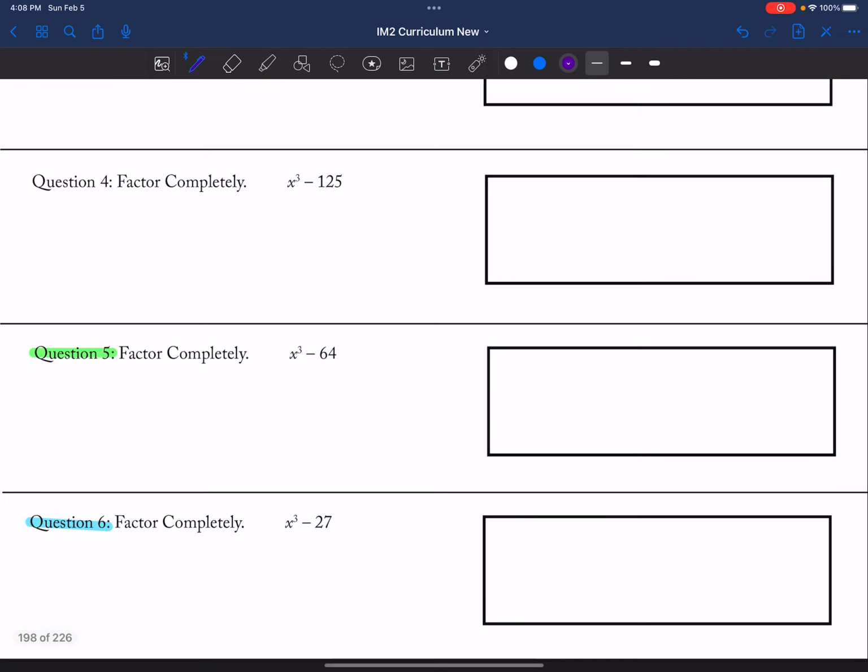Okay. And then this is a difference of cubes. So this is x minus 3, because that's the cube root of 27. And then x squared plus 3x plus 9. So x minus 3, x squared plus 3x plus 9.